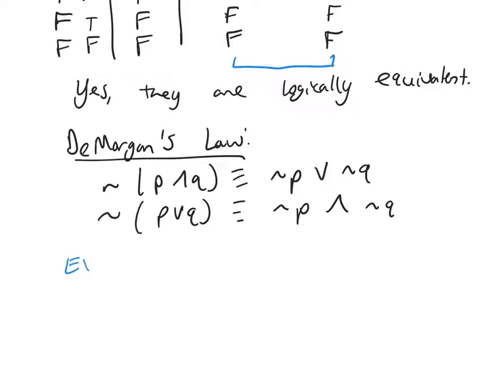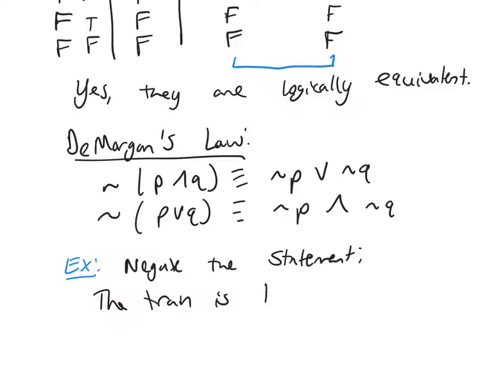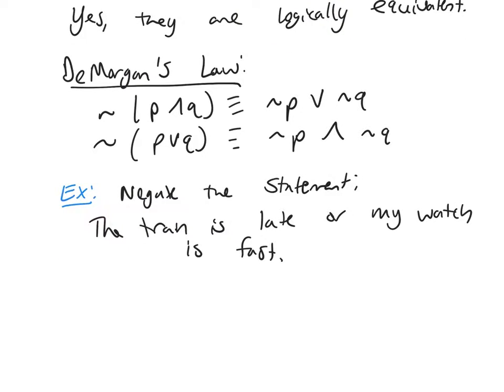So let's look at the following example. I want you to negate the statement, the train is late, or my watch is fast. So it might help if we identify our two pieces here. The train is late, my watch is fast.